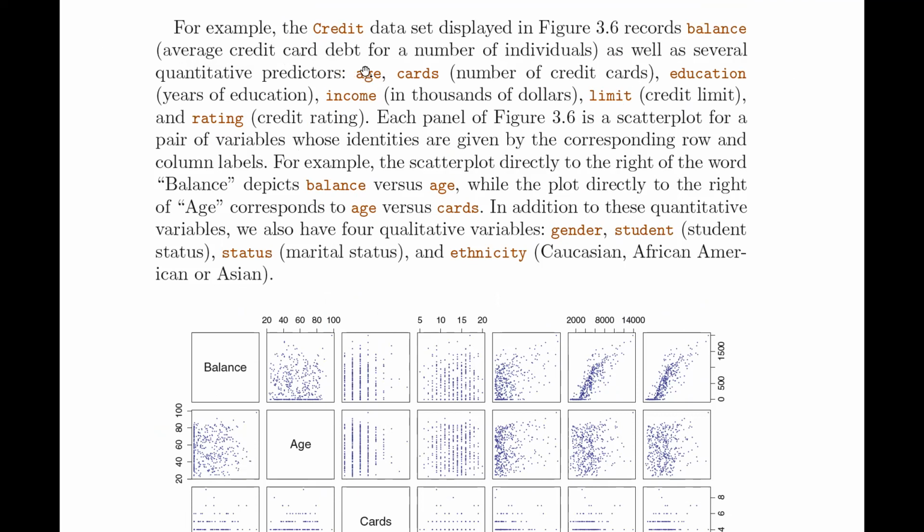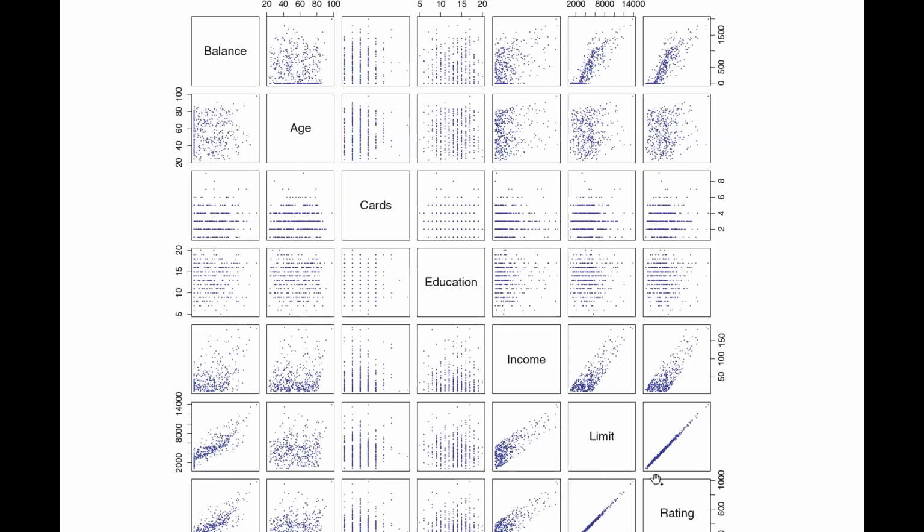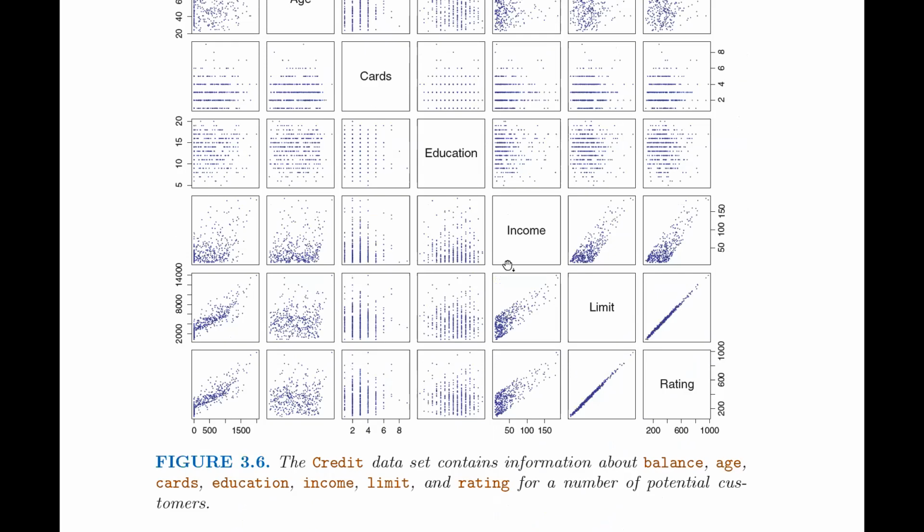So we record balance. That's the average credit card debt for a number of individuals, as well as several quantitative predictors. We have age, cards, that would be the number of credit cards, education, that's years of education, so that's also quantitative, income, limit, rating. So in fact, the ones that we've taken over here are all quantitative.